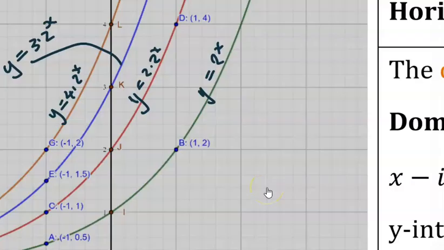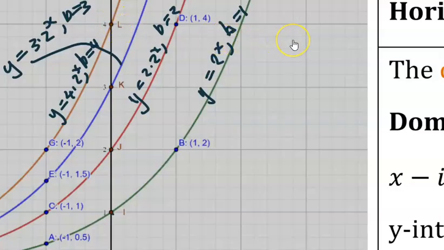We notice that the y-intercepts will be 1, corresponding to the b value 1 here, and my b value here is 2, and that is the same as my y-intercept here. My b value is 3 for the blue graph, and that corresponds to the y-intercept here. And for the orange graph, my b value is equal to 4, and that corresponds to my y-intercept here.